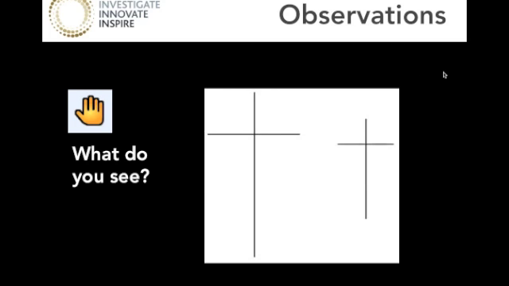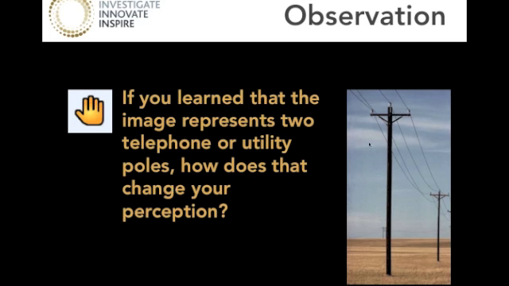So let me ask this question a little bit differently. If you learned that this image represented 2 utility poles, how does that change your perception? Oh, that's awkward. Chris. Very good. I notice what's missing, so there's no wires connecting the poles. I notice that there's no background. I start to look at what's missing from the picture, so I'm not just seeing stuff, but I'm also seeing what's missing. Great, thank you. Anyone else?